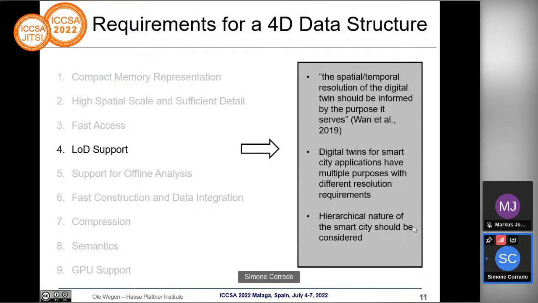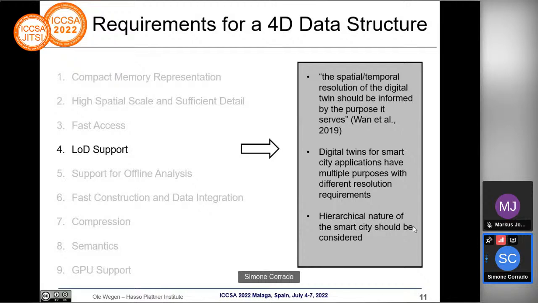Another application maybe monitors the vegetation growth over time. So we need a higher temporal resolution because we monitor over time, but the spatial resolution does not have to be that high because we want to distinguish between single trees, but not between single leaves on the trees. So there are very different resolution requirements, and we do not want to construct a digital twin for each of these applications, but we want one digital twin that can be used by all of these use cases. So these different temporal and spatial resolutions have to be considered when building a data structure. And let me quote Van et al.: the spatial and temporal resolution of the digital twin should be informed by the purpose it serves.